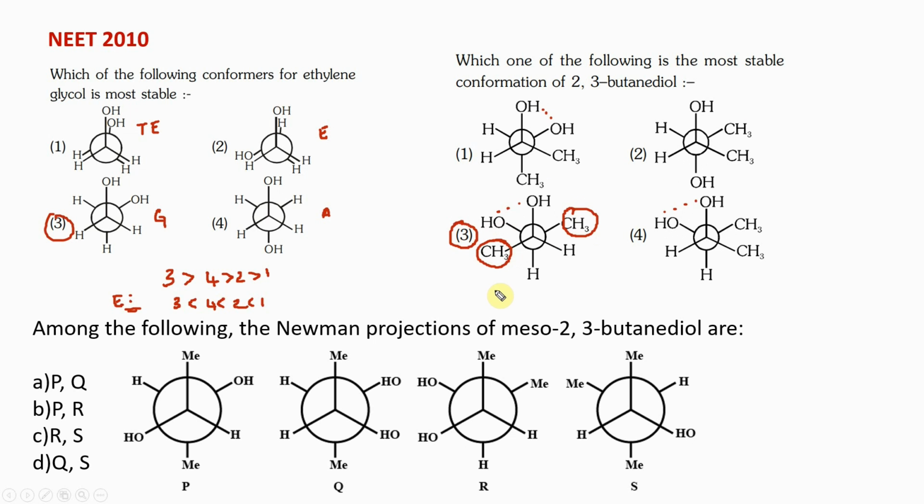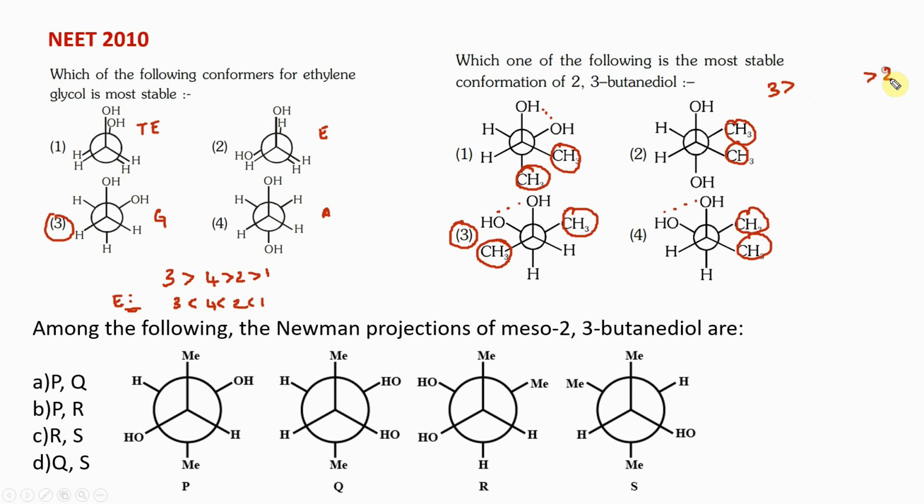So why do I want them to be opposite to each other? Because these are extremely bulky. See this? They repel each other more. No attractions at all. So this is not going to work. Which is the least stable? 2 is the least stable.